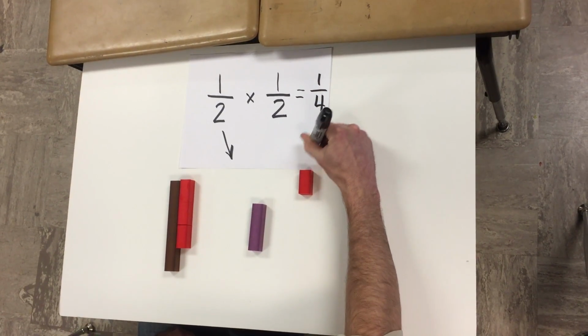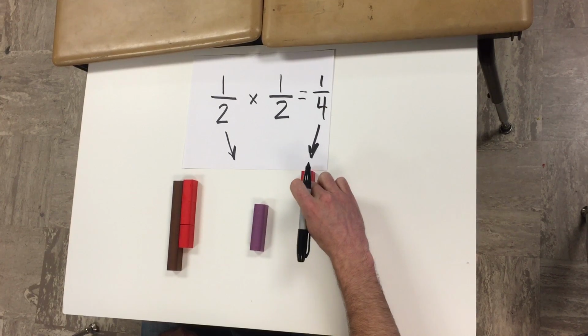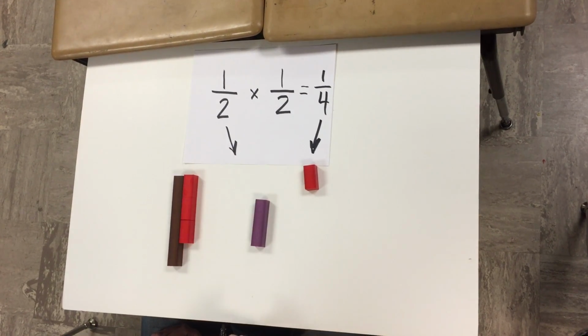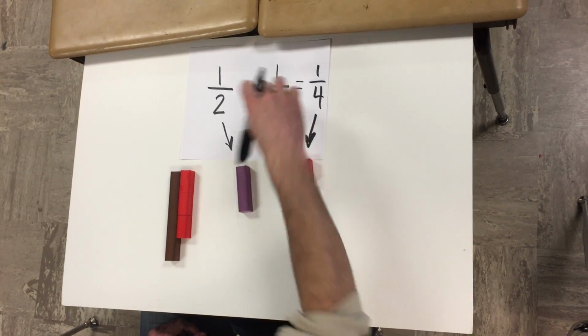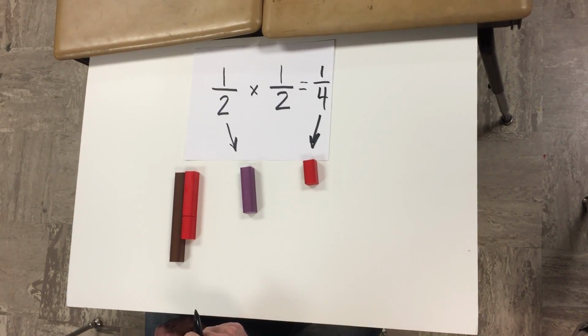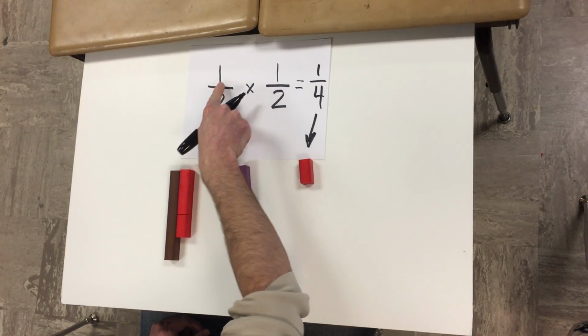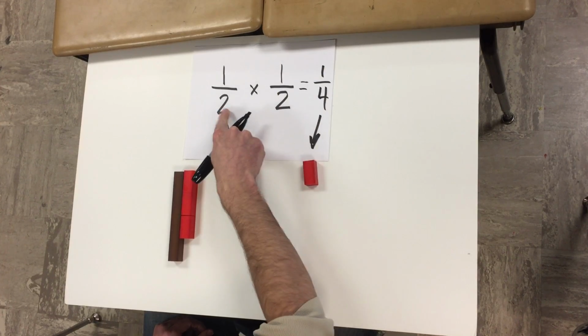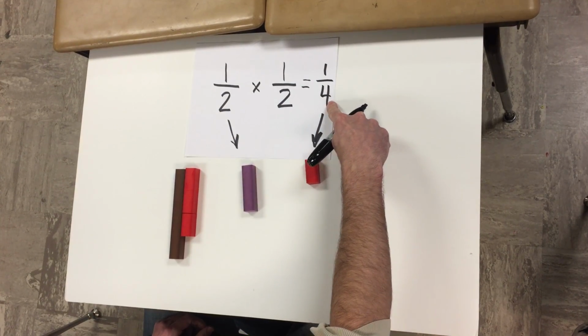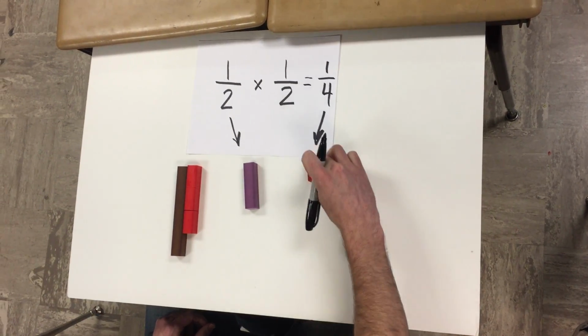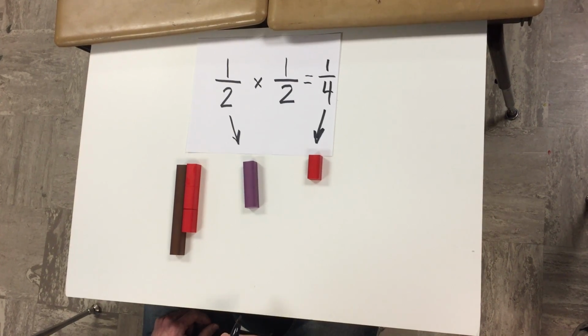And my answer ends up to be less than what I started with when I multiply by something less than a whole. So here you can see 1 times 1 is 1, and 2 times 2 is 4, meaning my algorithm proves what I showed you in pictures.